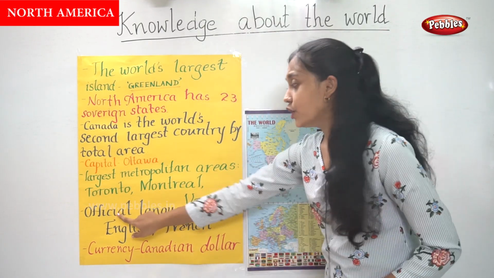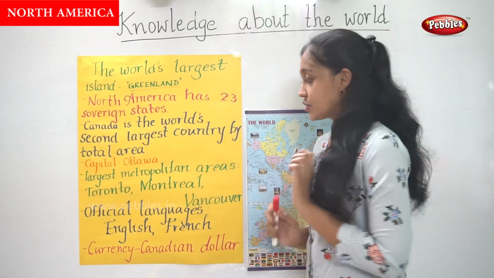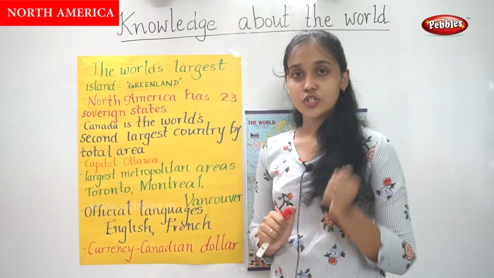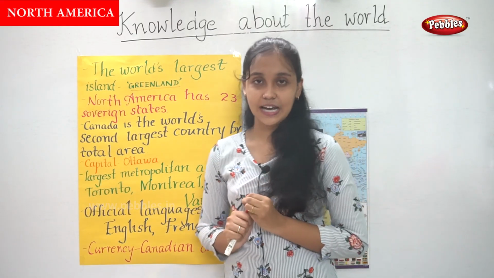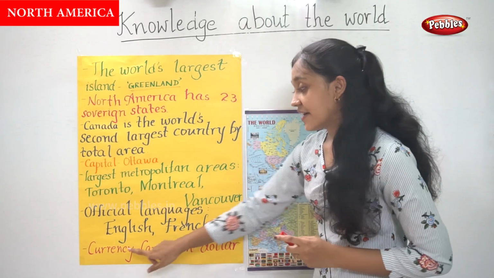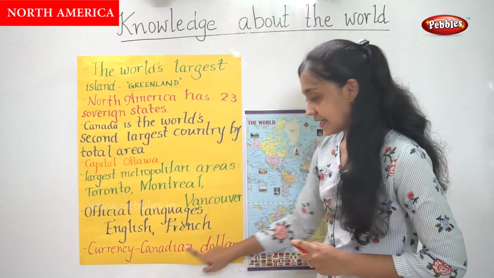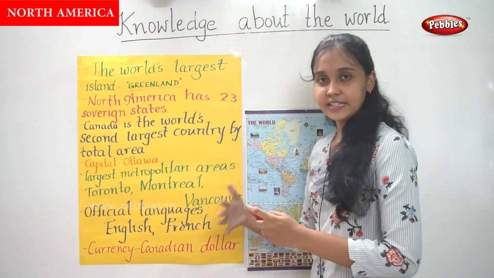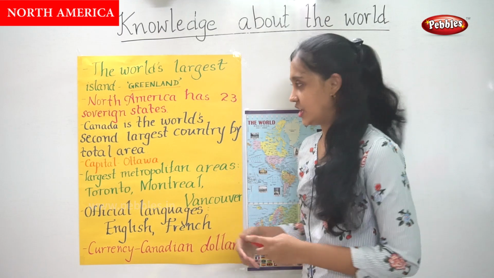And then the official languages. So the languages they speak there are English and French. So there are two official languages there, English and French. The currency they use is the Canadian dollar. So this you must be knowing, but it is something you need to know in general.